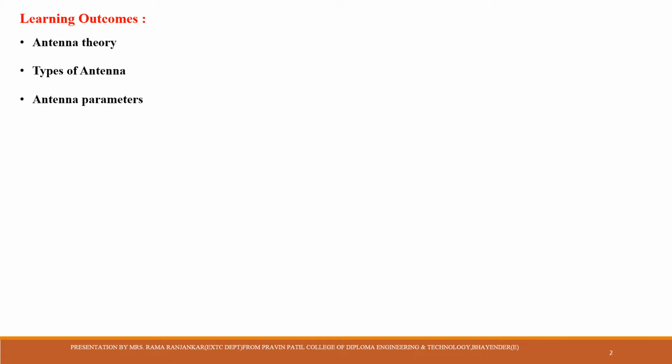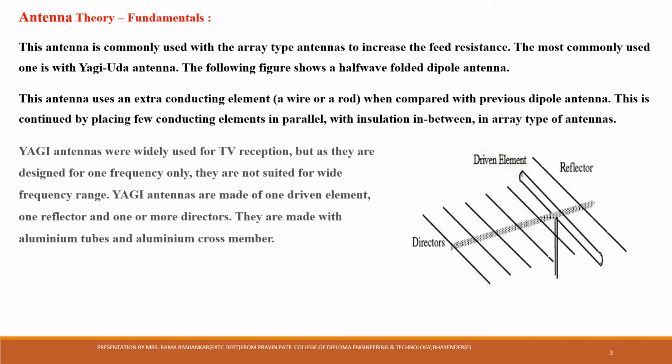In this part we are going to discuss antenna theory, antenna types and the different antennas. So the first is antenna theory and fundamentals. This antenna is commonly used as an array type antenna. This diagram shows the picture of the Yagi-Uda antenna. It is used as an array type antenna to increase the gain. The most commonly used is the Yagi-Uda antenna.